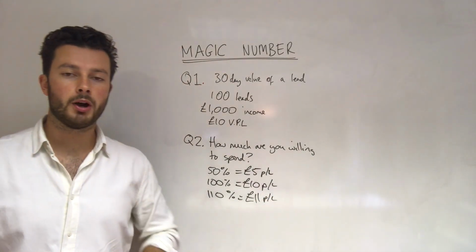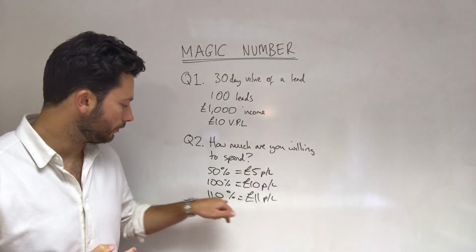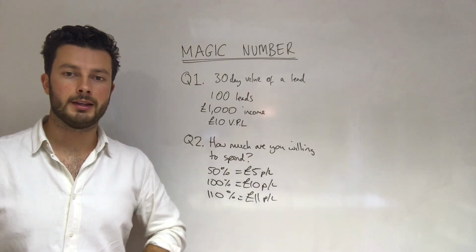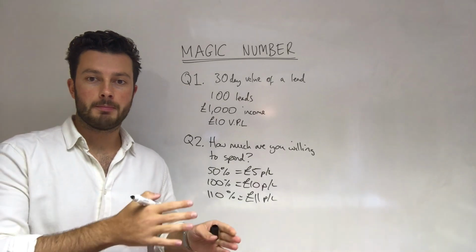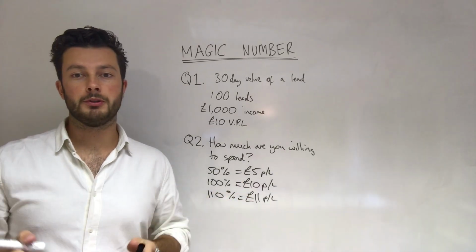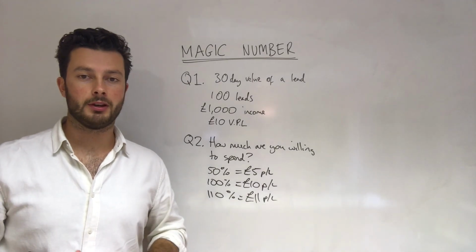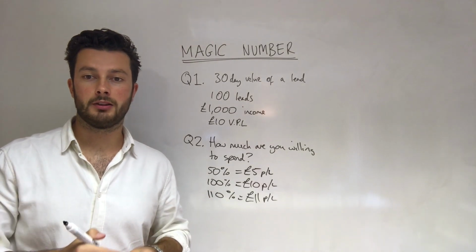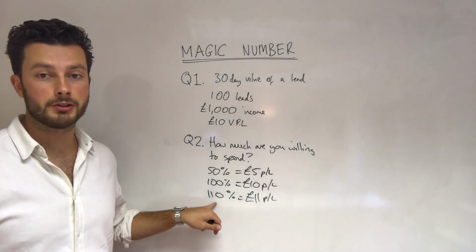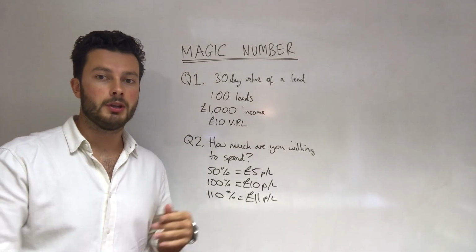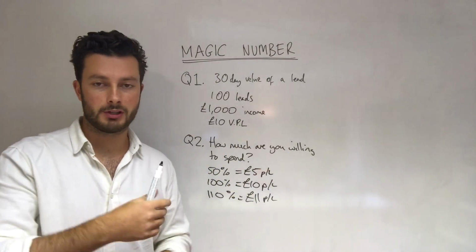Now you might be thinking, why on earth would somebody pay 110% or even 100% of the value per lead? And that's because people with certain business models have revenue that's generated after the 30-day window. So they could be willing to possibly even take a loss on the first month in order to generate revenue in month 2 and month 3 and month 4 and so on.